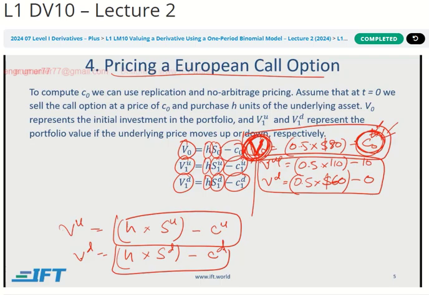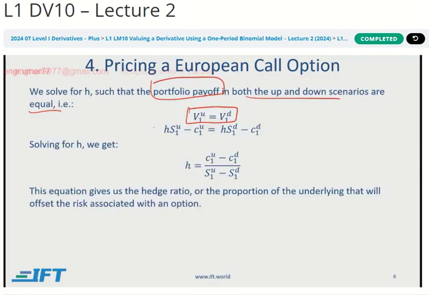And now let me take you back again to the next slide, and that is what you see over here, that they have made HS up minus C up is equal to HS down minus C down. And then they solve for H by making H the subject of the equation. So what they have done is, first they are taking this to the other side. So HS up, and they are bringing this to this side.